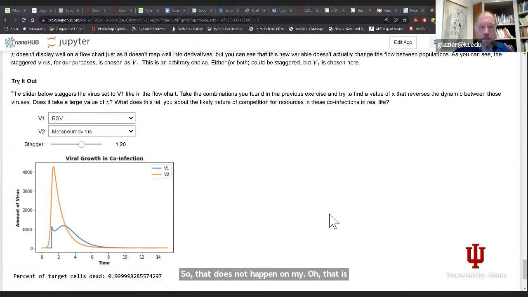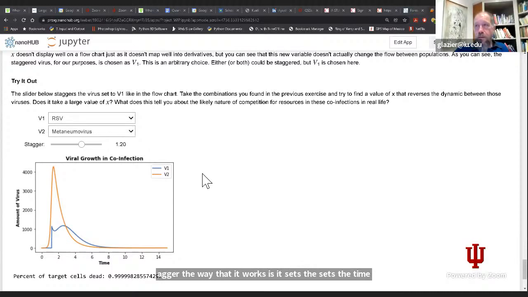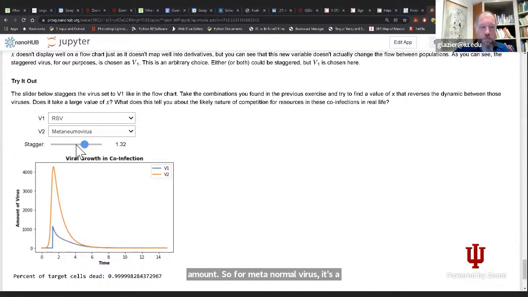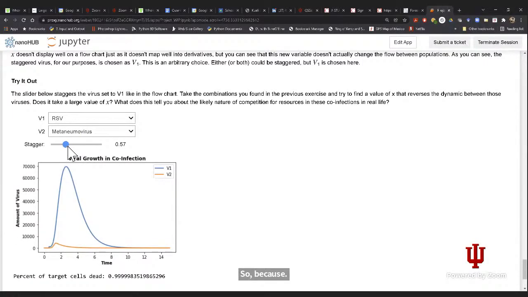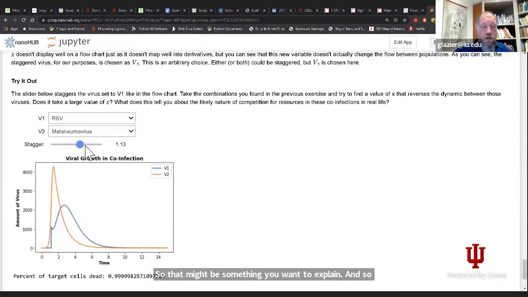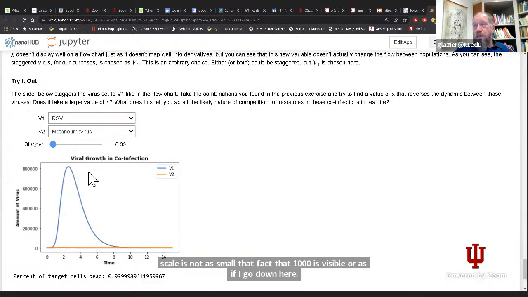That is because of the way the stagger works. It sets the time scale so that when it hits that time, it suddenly becomes the starting amount. So for metapneumovirus, it's a bit over 1,000, because you're starting with a high force of infection for metapneumovirus. Yes, so that might be something you want to explain. Because the y scale is small, the fact that 1,000 is visible, whereas if I go down here where the scale is 800,000, you don't see it.